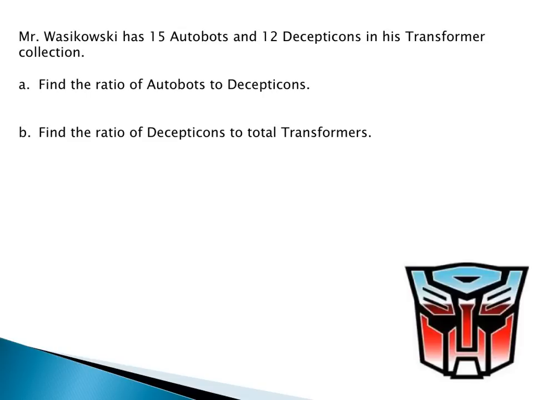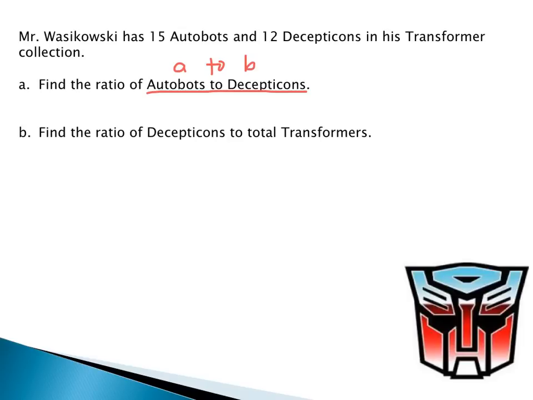It says Mr. Wazakowski has 15 Autobots and 12 Decepticons in his Transformer collection. Nice little Transformer collection of action figures, not dolls. So the first one says find the ratio of Autobots to Decepticons. A ratio is a comparison of two things. Now notice how it says Autobots to Decepticons, so think of this as A to B. So I'm going to write this in all three ways.